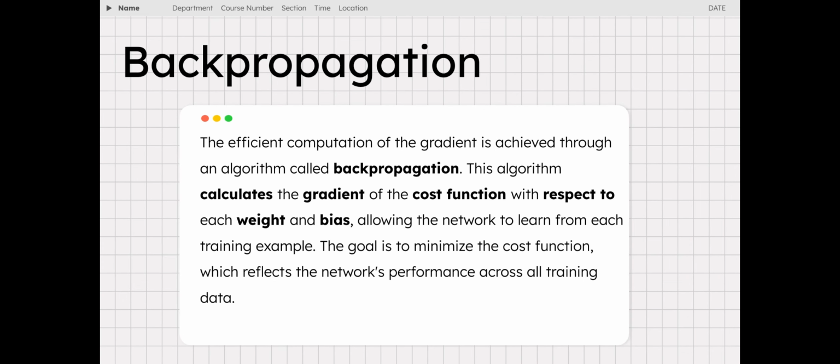Backpropagation. The efficient computation of the gradient is achieved through an algorithm called backpropagation. The algorithm calculates the gradient of the cost with respect to each weight and bias, allowing the network to learn from each training example. The goal is to minimize the cost function, which reflects the network's performance across all training data.